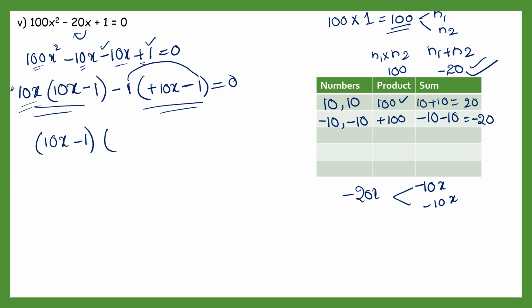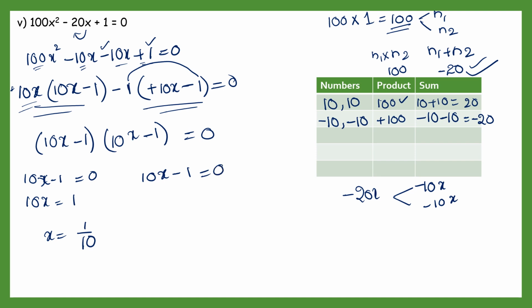What is left here? 10x is left. And here what is left? Minus 1 is left. So make 10x minus 1 is equal to 0. 10x is equal to 1. X is equal to 1 by 10. This is one root. Again the same factor, 10x minus 1 is equal to 0, 10x is equal to 1, x is equal to 1 by 10. So you got equal roots again. The roots are 1 by 10 and 1 by 10.